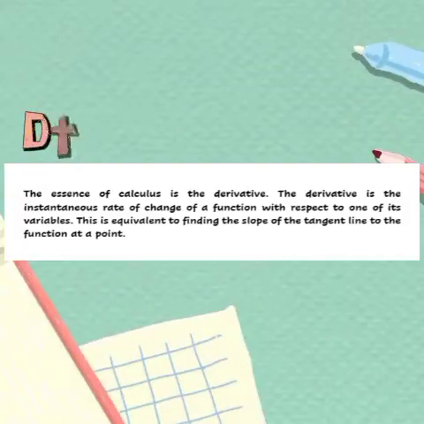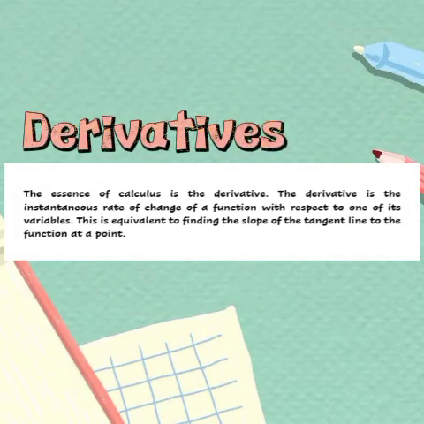So in this video, we're going to tackle the derivation using different rules, which are the constant rule, power rule, quotient rule, product rule, and lastly the chain rule. So let's go! Let us define derivatives.